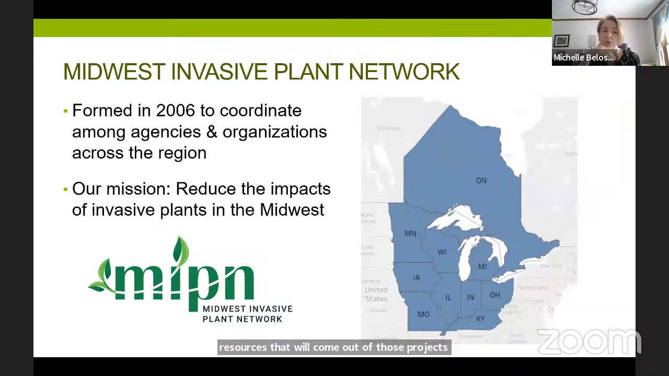So our network was formed in 2006, and as we are a network, we serve a large area of the Midwest. We have 9 states as well as the province of Ontario in our service area. And our mission is to reduce the impacts of invasive plants across this Midwest region.